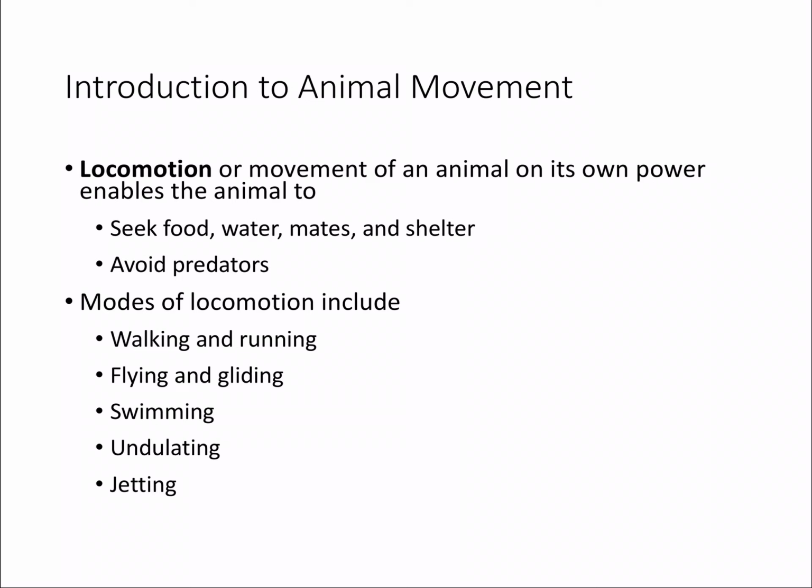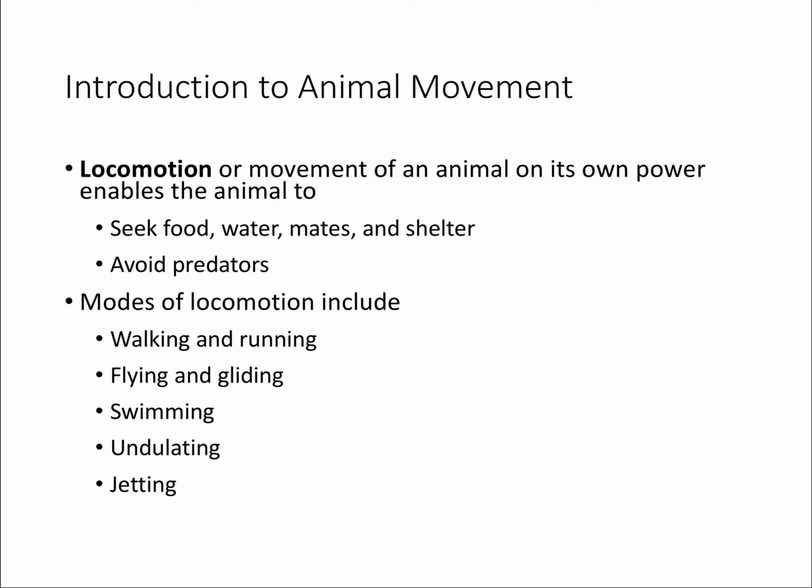So I mentioned locomotion, but that is the movement of an animal on its own power. So what are some reasons that an animal would locomote? To seek food, water, mates, shelter, and to get away from predators. So how do animals locomote? They obviously can do walking, running. Okay, there's also flying and gliding. So if we're talking about birds, obviously, or gliding squirrels, flying squirrels glide, swimming.